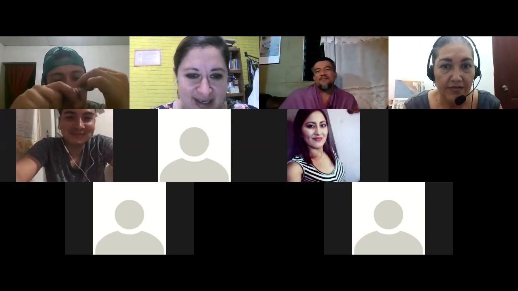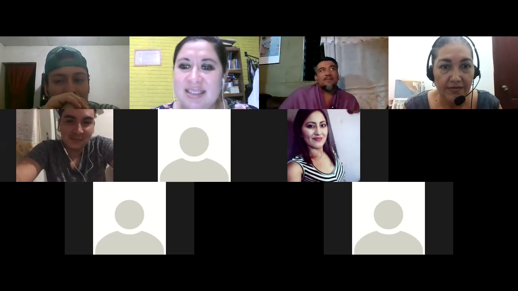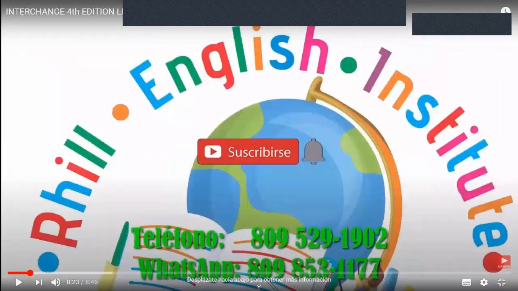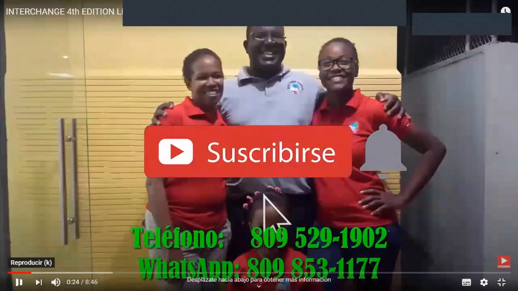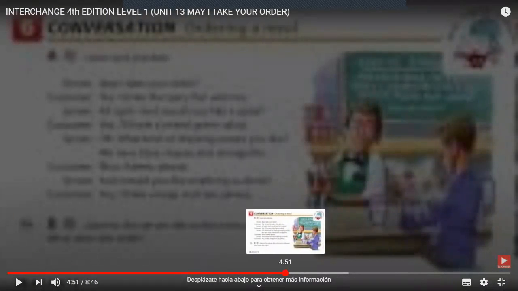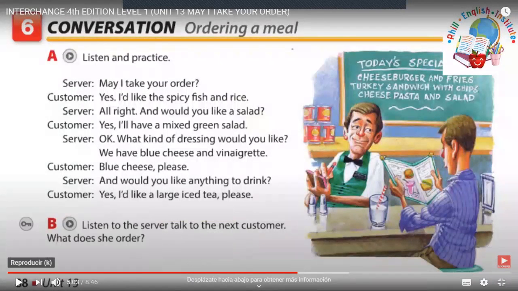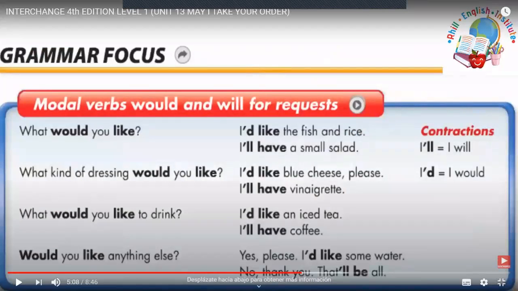Okay. So let me share right now my screen and let's continue, guys. This is just about listening, okay? So let's continue right now. Page 89. Okay, guys. So today we're going to talk about modal verbs would and will for requests.